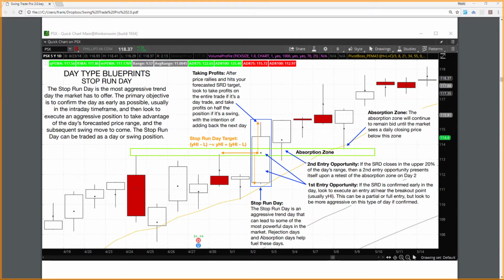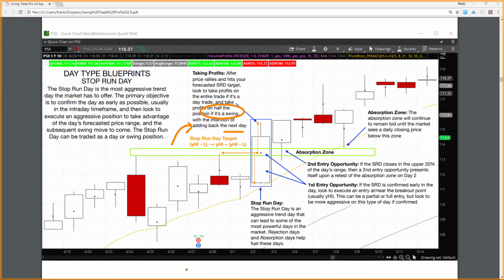Remember, this day can be traded as a day or swing, so when price pops up here and hits your target, take some profits. After price rallies and hits your forecasted stop run day target, look to take profits on the entire trade if it's a day trade, at the highs of the day or at that stop run day target, or take profits on half the trade if it's a swing trade, with the intention of adding back that half the next day.